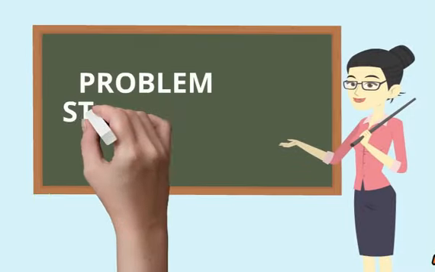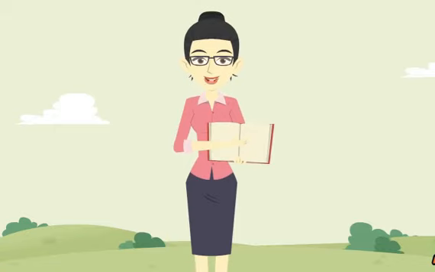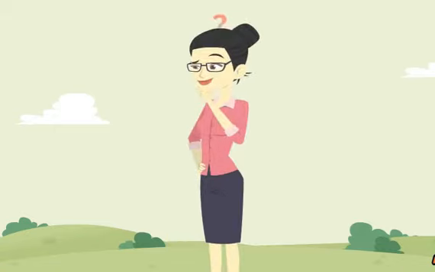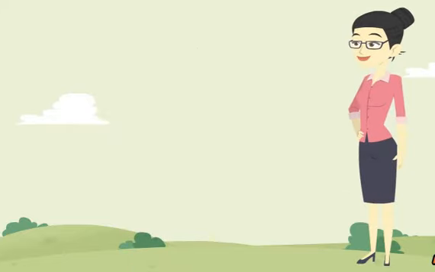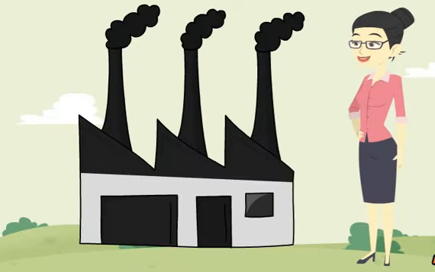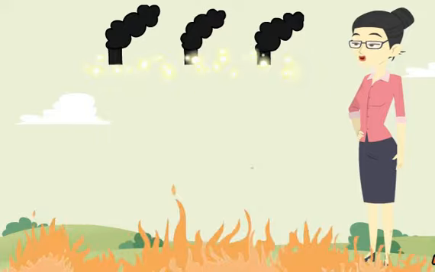Let's try to understand the problem statement. Frequently we read news about industrial accidents. What is an industrial accident? It is basically a series of unavoidable events in an industry that results in disaster.